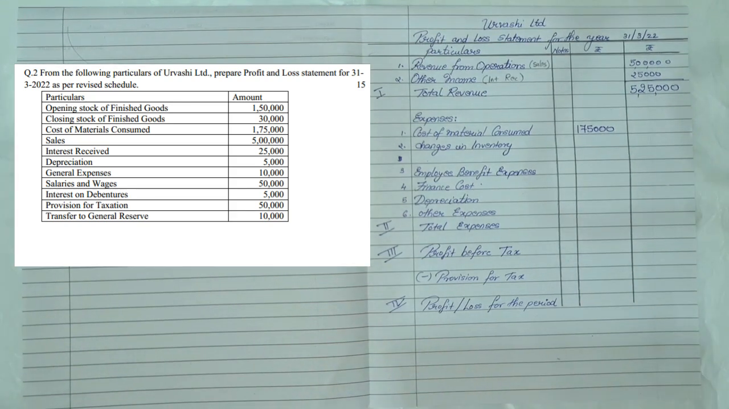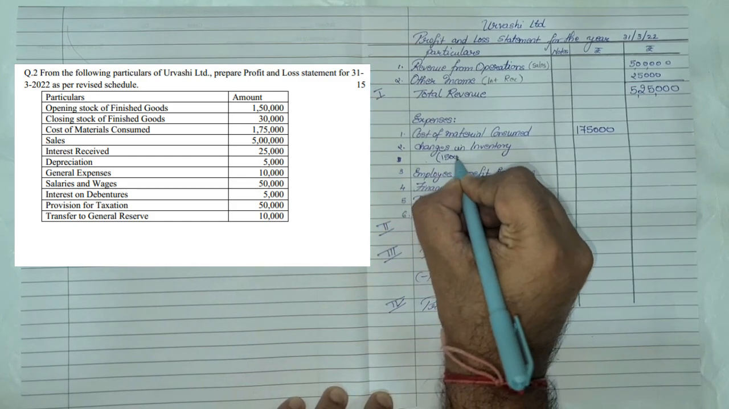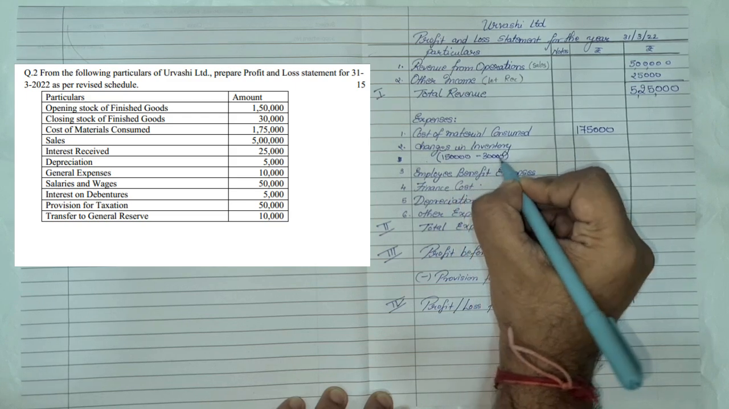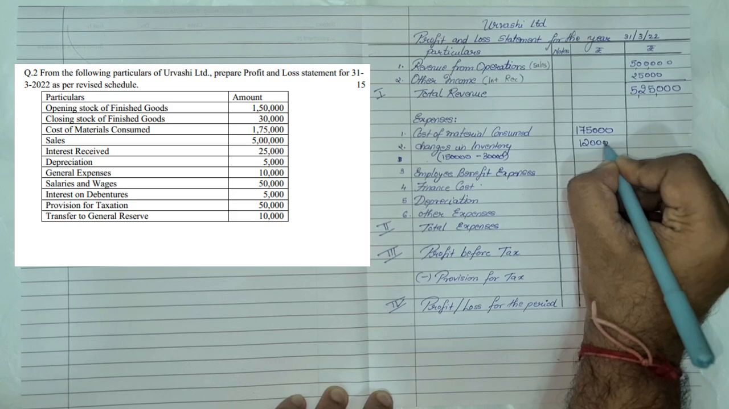Change in inventory. This is very important. The change in inventory is nothing but the opening stock minus the closing stock. In the question, opening stock is 1,50,000. So here we can show that. It's 1,50,000, that's opening stock, minus closing stock, which is 30,000. So opening minus closing, we get the value as 1,20,000.